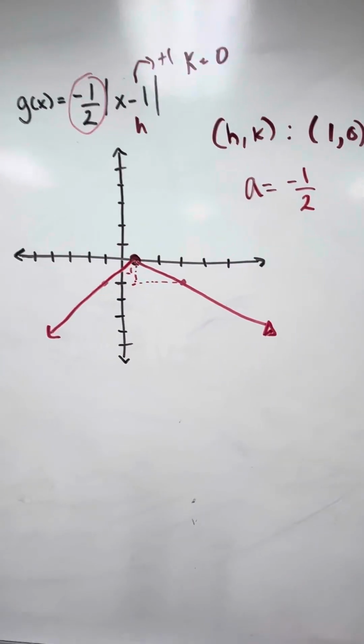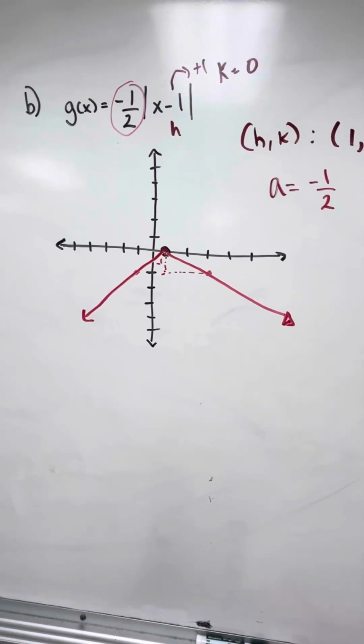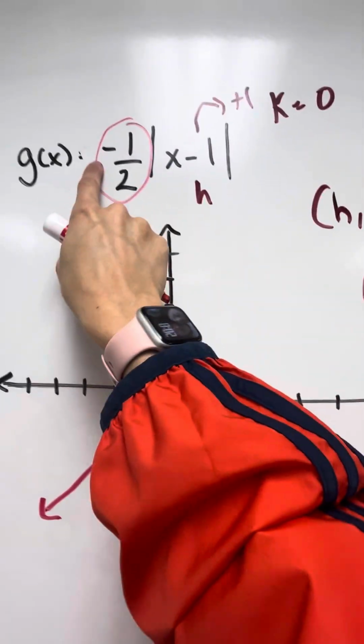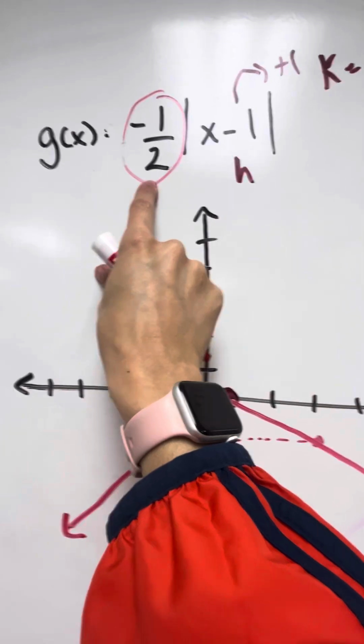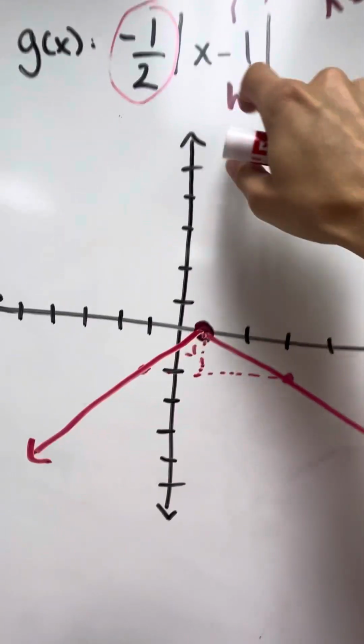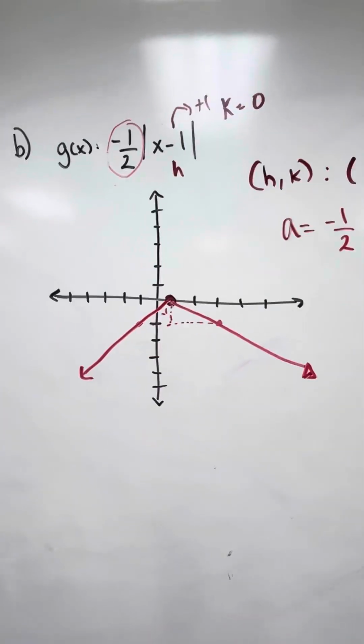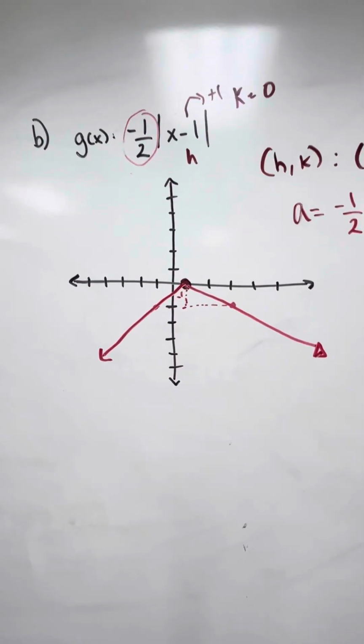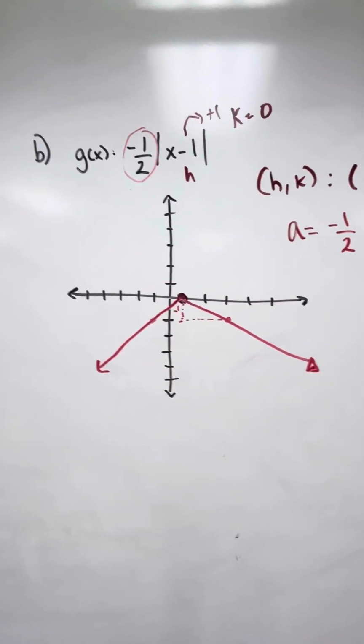And now thinking about the transformations that happened, this does match. I know that there is a reflection because it's negative. I know it's a vertical compression because it's fatter. And then I also know that the graph moved to the right one. And when I look at my image, it looks like it did exactly that. So that's how we're going to graph absolute value equations.